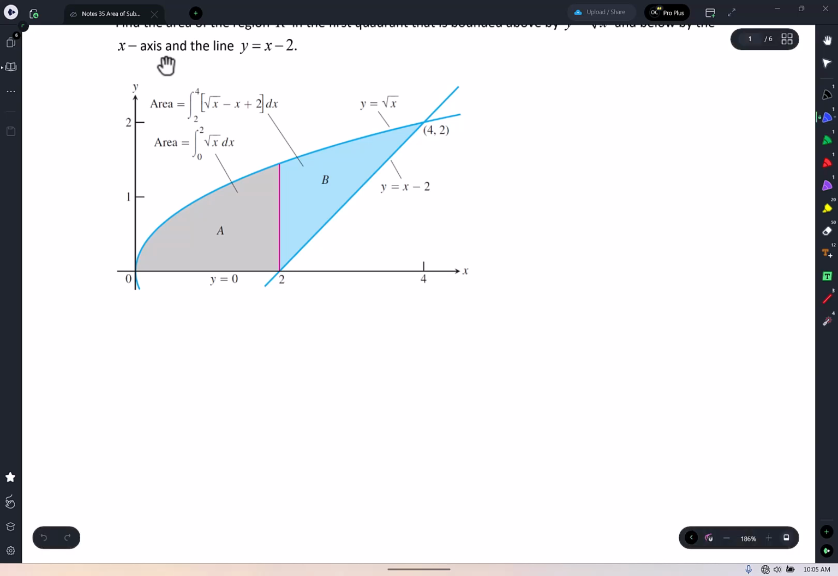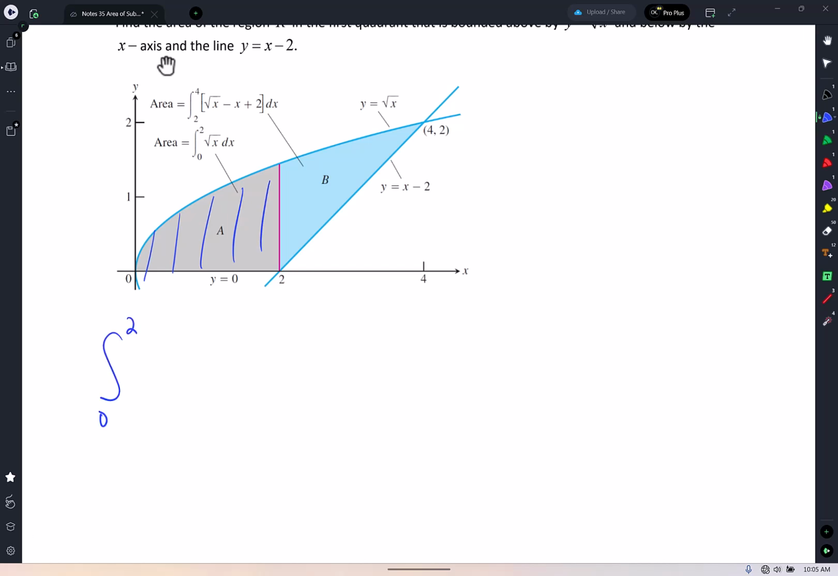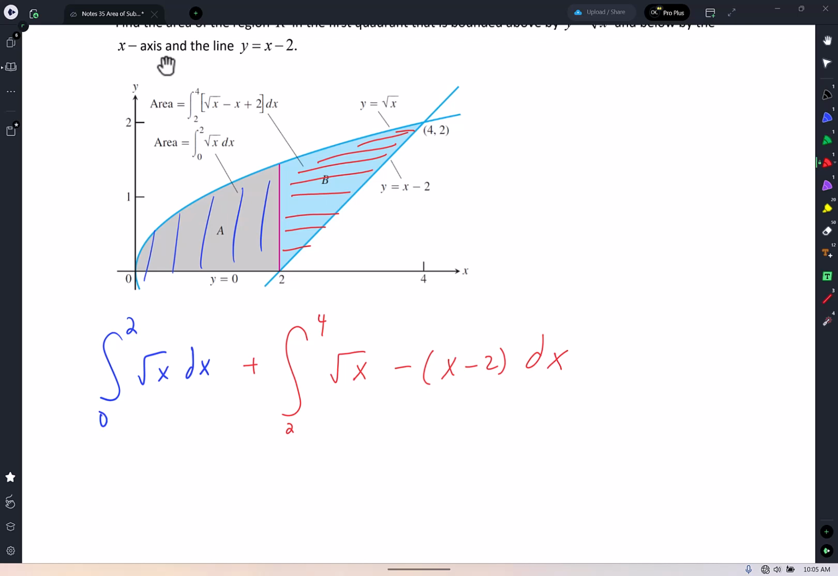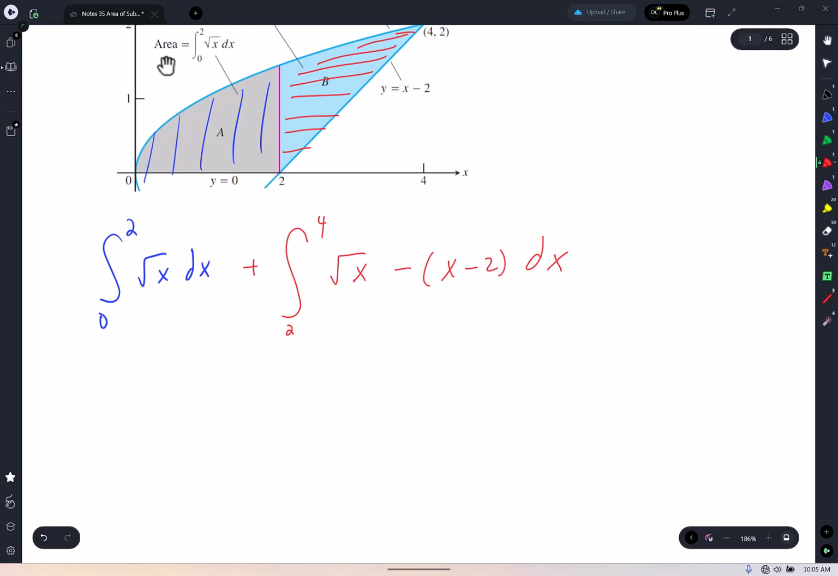You can go integral of this blue region, which is just going to be the integral from 0 to 2 of the square root of x dx. And then I'm going to write plus, and then the integral of this red region, which is just upper minus lower. So I'm going to go integral from 2 to 4, and then the upper is square root of x, and the lower is x minus 2, and then dx. See? It's a lot of tedious little calculations.